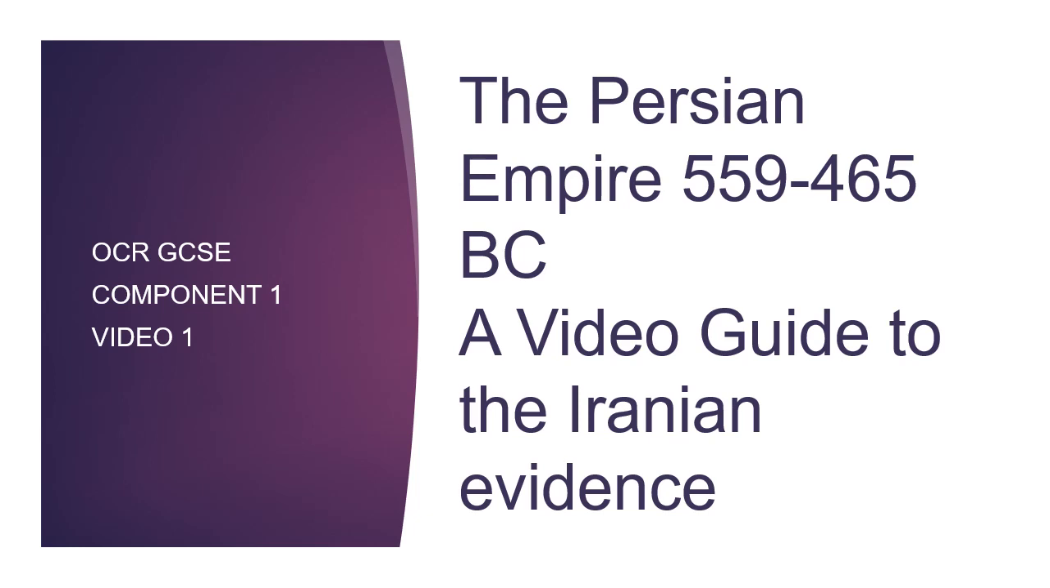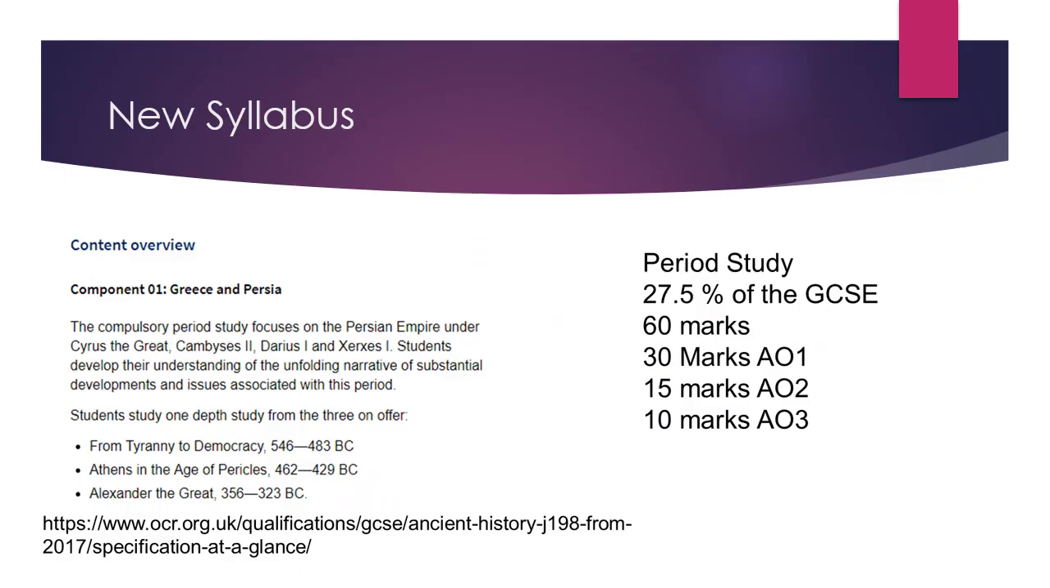So here's the overview of the part of the course I will be talking about in these videos. We're going to be looking at component 1, which is Greece and Persia, and here's the content overview. The compulsory period study focuses on the Persian Empire under Cyrus the Great, Cambyses II, Darius I, and Xerxes I. Students develop their understanding of the unfolding narrative of substantial developments and issues associated with this period. And after this, you have your one depth study from three on offer, but that's not going to be the focus in these videos at all. So we're just looking at the period study.